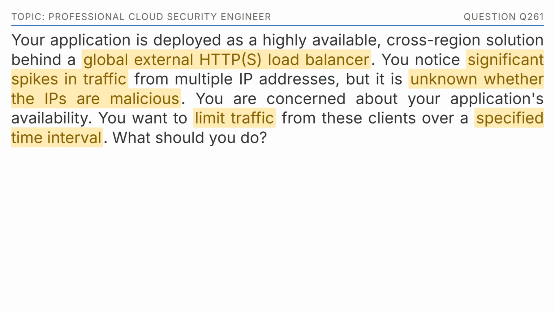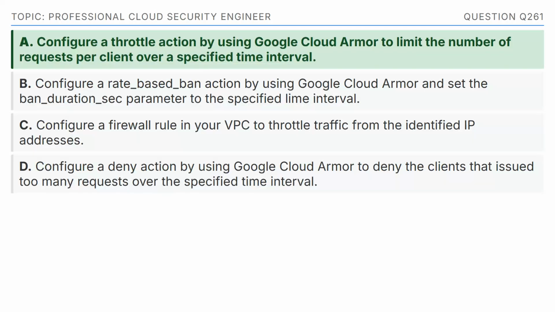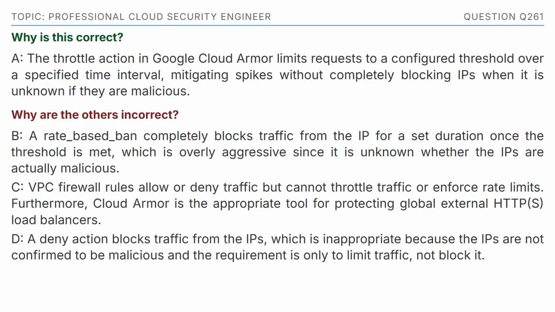To arrive at the correct answer, we focus on the keywords: global external HTTP/S load balancer, significant spikes in traffic, unknown whether the IPs are malicious, limit traffic, specified time interval. The correct answer is option A. Configure a throttle action by using Google Cloud Armor to limit the number of requests per client over a specified time interval. Why is this correct?